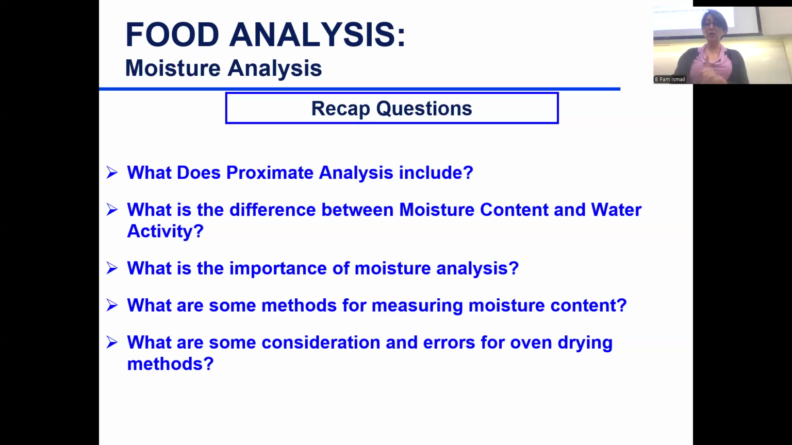What are some considerations and errors you anticipate during oven drying? What could go wrong at 100 degrees Celsius in an oven? Yes, thank you. Burning can happen, mostly of carbohydrate. If they burn, you lose moisture, so you overestimate moisture content.